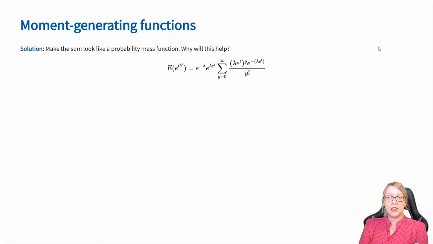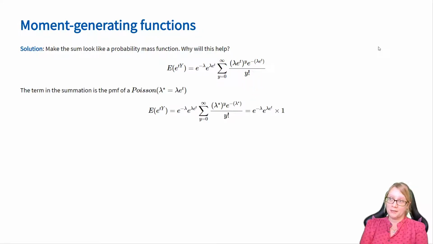So here we go. We will multiply by e to the lambda e^t, and we'll divide by e to the lambda e^t, so multiply by e to the negative power. The reason that we will do that is because this summation term here now looks like a Poisson. It's a Poisson where the lambda parameter is actually lambda times e to the t. So that sum becomes 1.